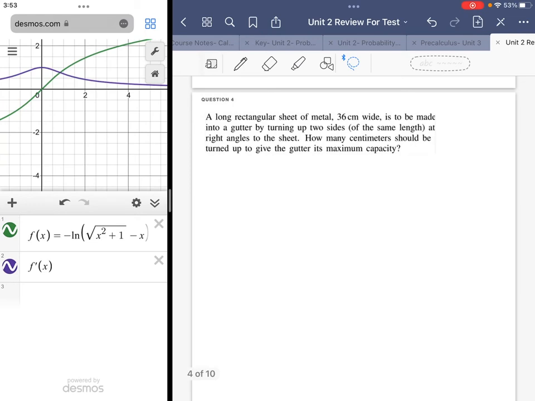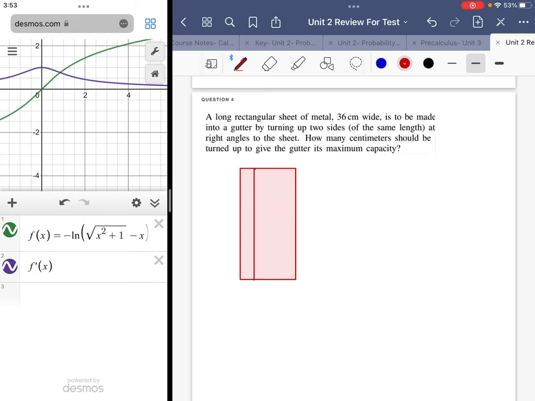Okay, so number 4, a long rectangular sheet of metal, 36 centimeters wide, is to be made into a gutter by turning up two sides of the same length at right angles to the sheet. All right, so let me draw the sheet. And we're going to have two sides that are folded up. Now how many centimeters should be turned up in order to give the gutter its maximum capacity?